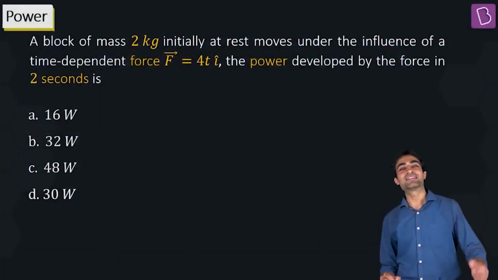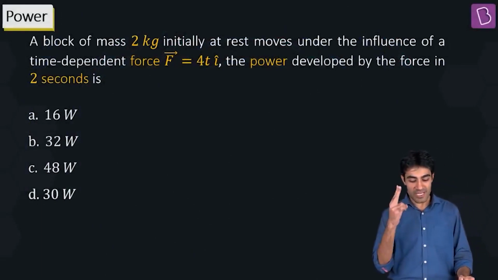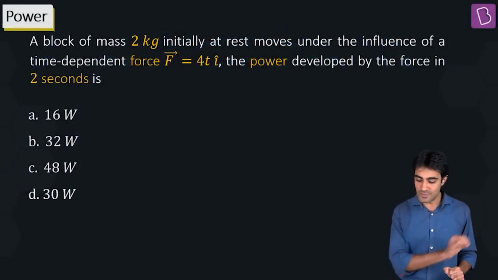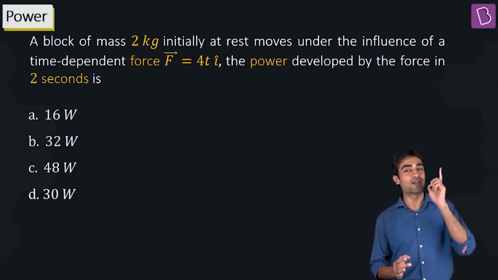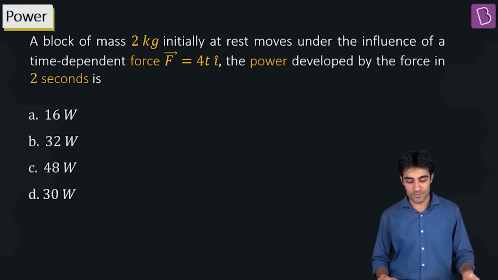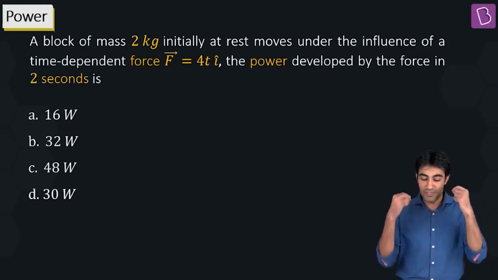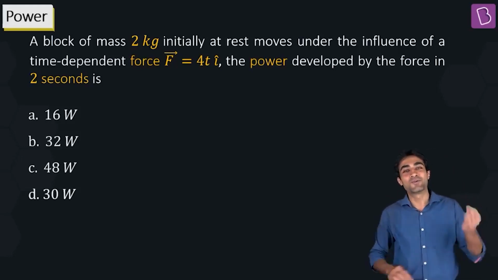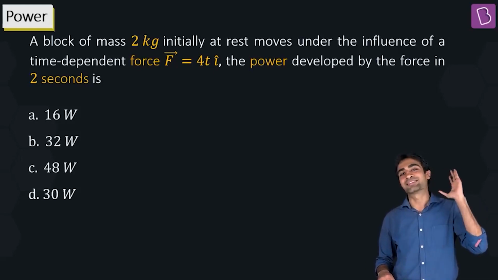Let's have a look at this awesome question. A block of mass 2 kg initially at rest moves under the influence of a time-dependent force. So force is dependent on time. Force vector is given to be 4t I cap. The power developed by the force in 2 seconds is. So we have to tell what is the power at t is equals to 2 seconds.